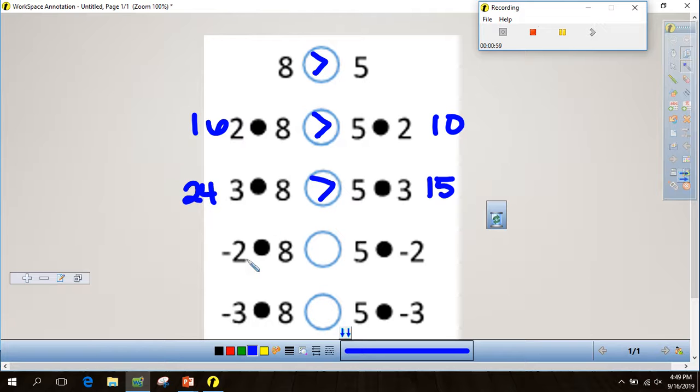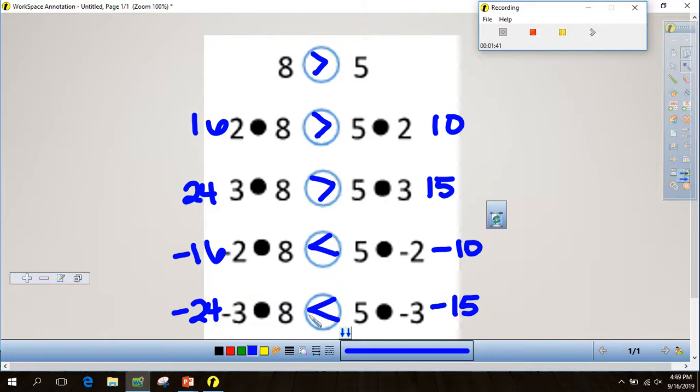However, if I multiply by a negative number, negative 2 times 8 is negative 16, and 5 times negative 2 is negative 10, and since we're now talking about negative numbers, that's the opposite, so negative 16 is actually less than negative 10. Same concept down here. Negative 3 times 8 was negative 24, and 5 times negative 3 is negative 15. Well, since they're negative numbers, negative 15 is greater than negative 24, so our sign would go this way.